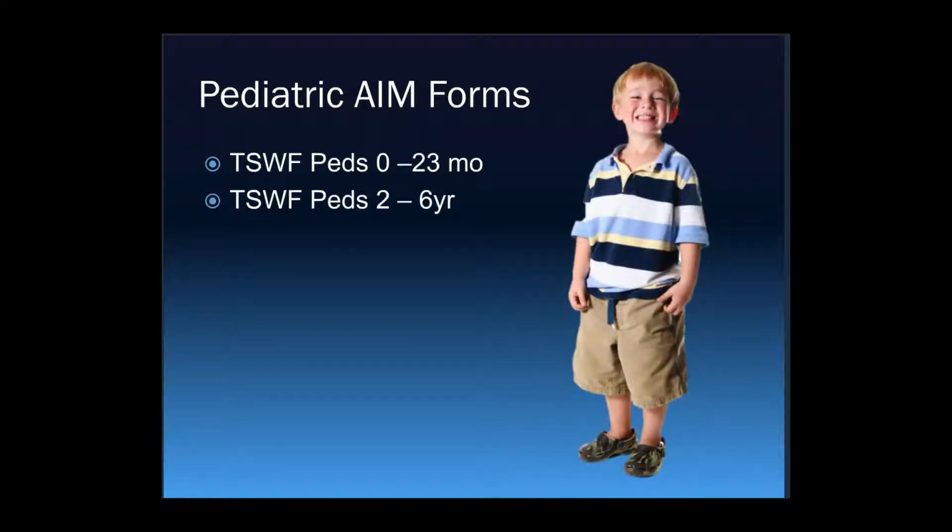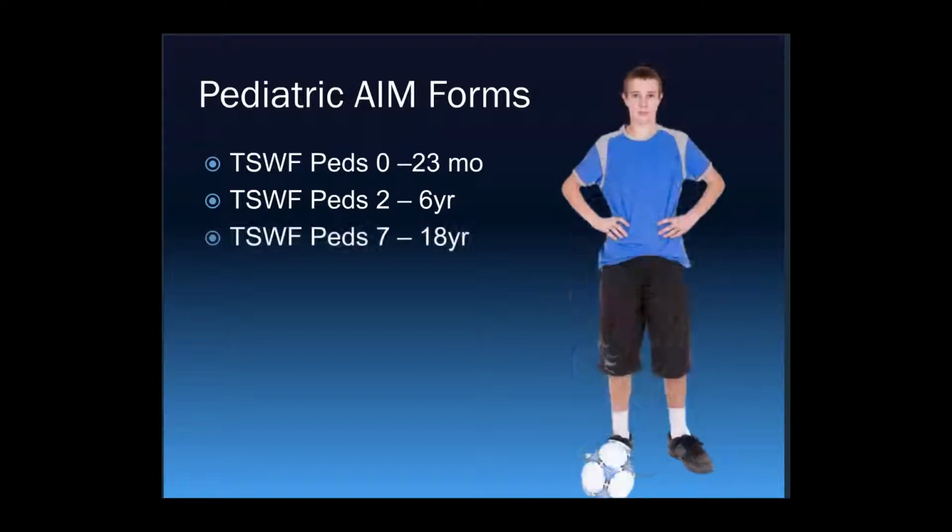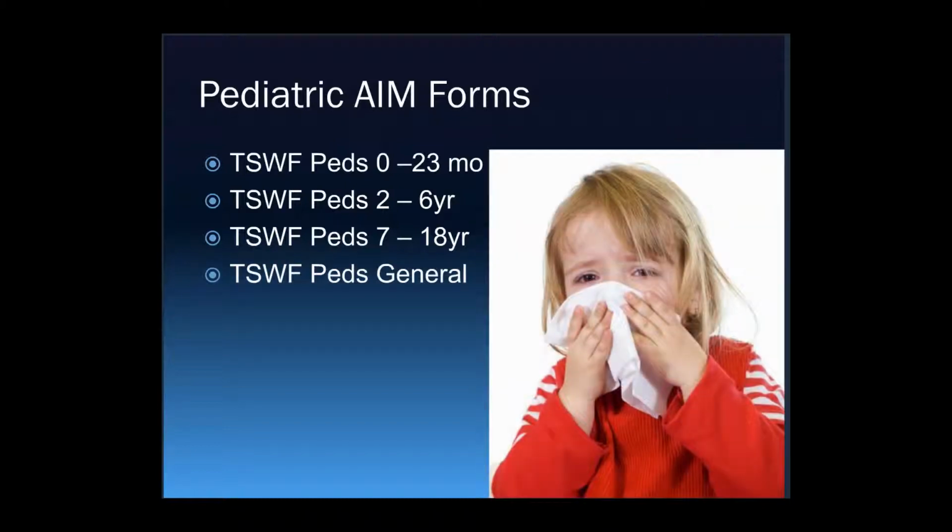These next 2 are for children from 2 to 6 and for children from 7 to 18 years of age. Although these could be used for all visits for children in these age ranges, they were designed specifically to be used for well child checks. If a child age 2 and older is being seen for anything besides a well child check, we have a Pediatric General AIM form that works best for that.